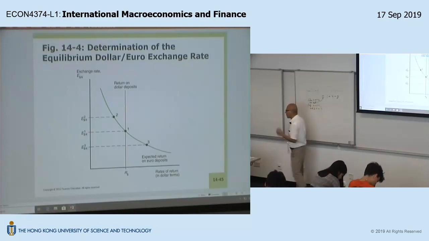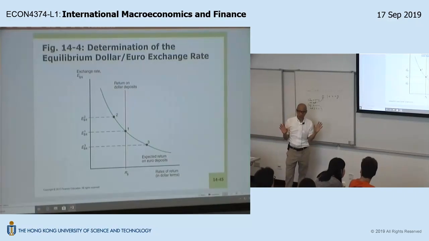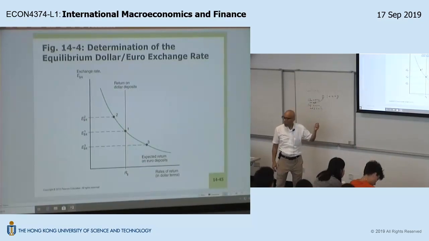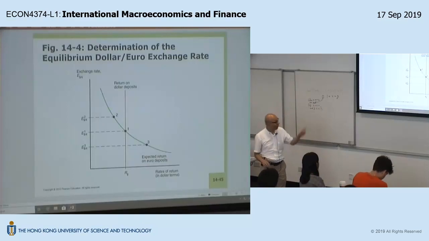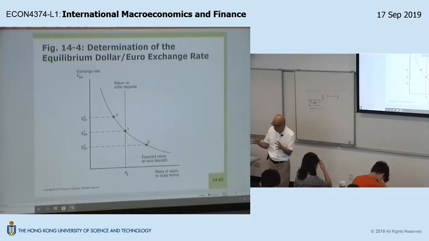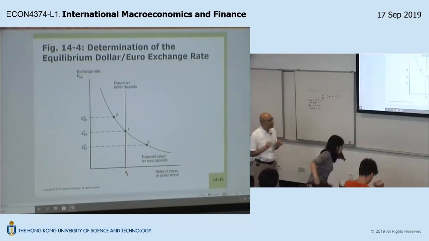So the next thing to do, once we understand this, is to do some thought experiments, what we call comparative statics. We can look at how changes in the different exogenous variables will affect the spot exchange rate, because this is what we want to do. We want to predict the effects of changes in exogenous variables on the spot exchange rate. This is the purpose of this model.